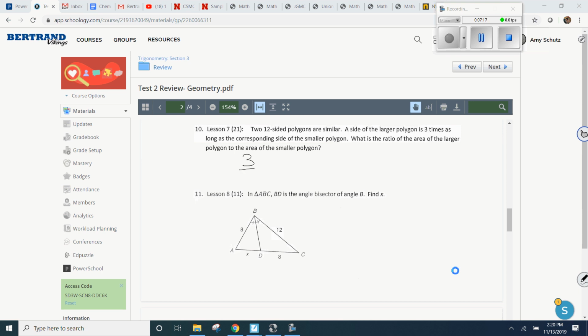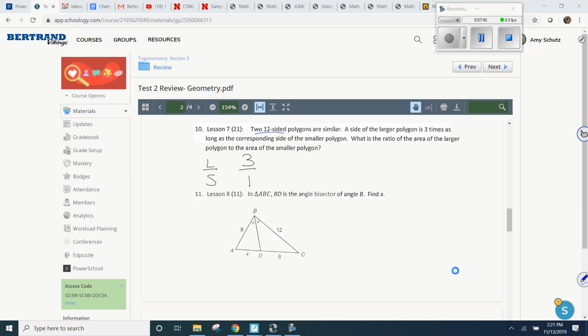3/1. And that 3/1 is in the ratio of large to small, correct? So if I said small to large, it'd be 1 to 3. But what is the ratio of the area of the larger polygon to the area of the smaller polygon? What do you do to find area? We don't know what type of polygon it is, do we? We do know, sorry, it's a 12-sided polygon. It's a dodecagon.